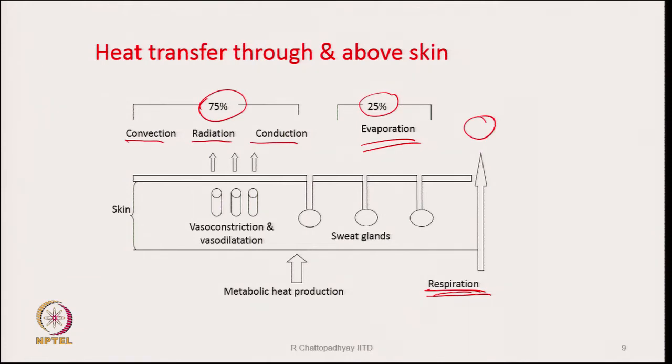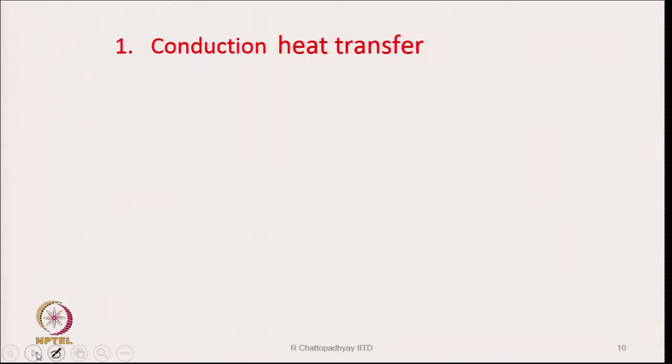So, the major part of heat will escape through convection, radiation and conduction from the human body to the environment, and around 25% through evaporation. That is a general idea. So, evaporation through sweat glands as shown here. Next we go to the next slide, conduction heat transfer.